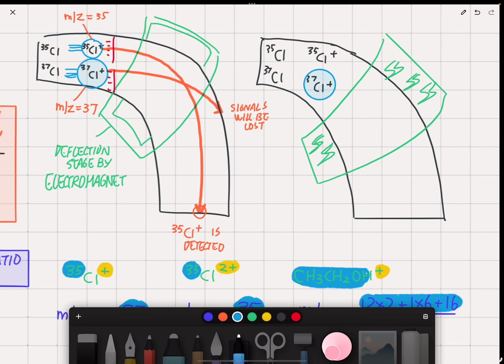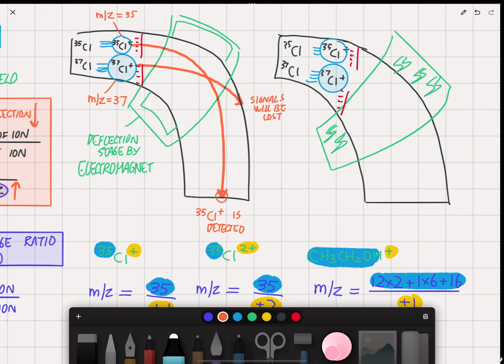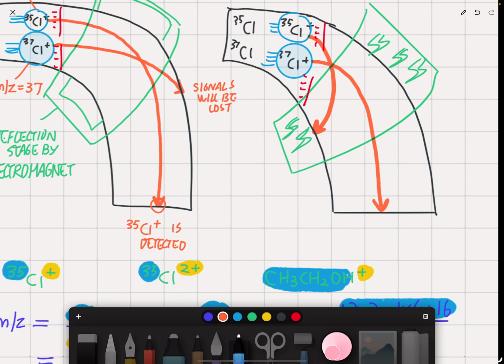And as usual, the 35Cl+ will be deflected more than the 37Cl+ due to the difference in mass to charge ratio. But because this time the electromagnet is stronger, the 35Cl+, okay, it will be deflected so much that it hits the left wall, and the 37Cl+ is deflected by just the right amount onto the detector.